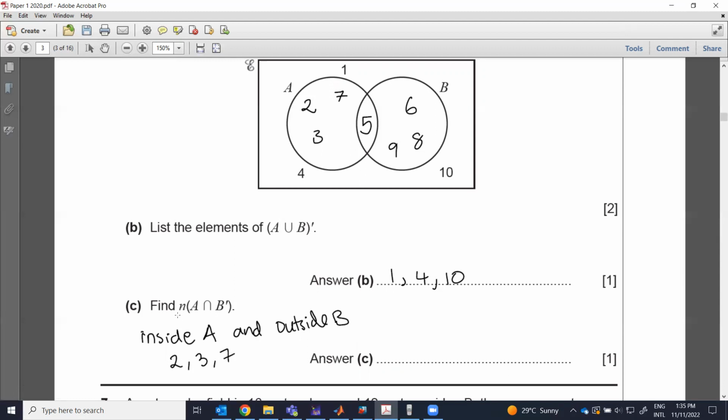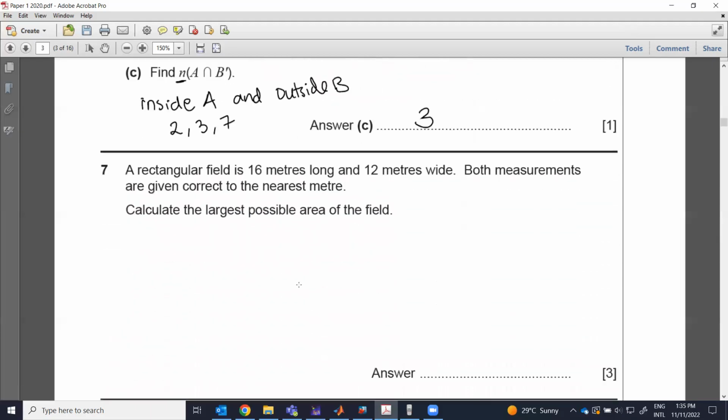And now we answer the question. It says, how many numbers do we have in this set that are inside A as well as outside B? And our answer is just 3. Okay, so if it was like B, where it says list the elements, then you'd write 2, 3, and 7. But here it says the number, how many are in A and not in B.